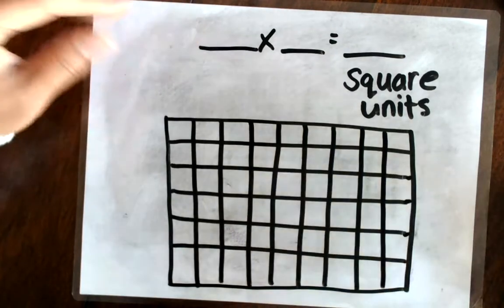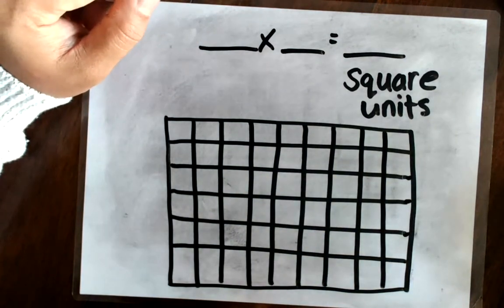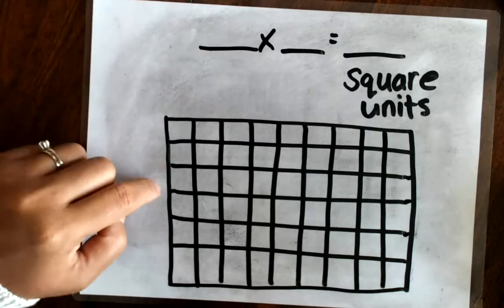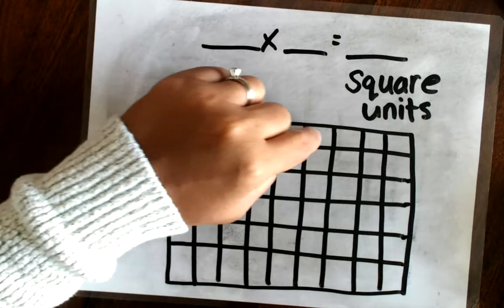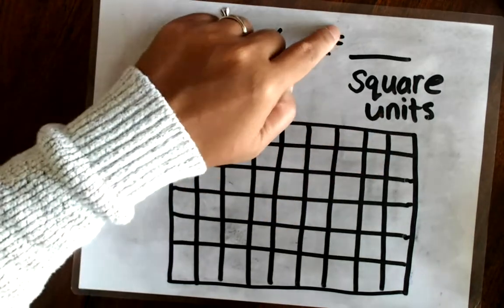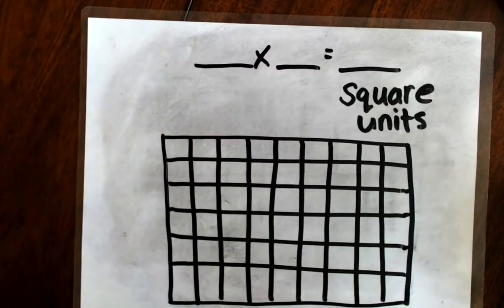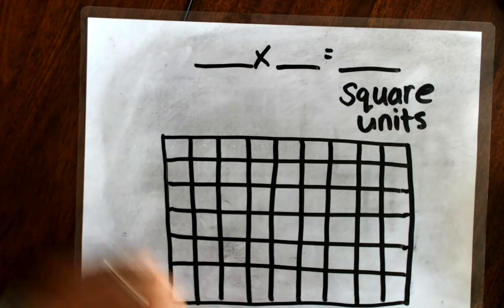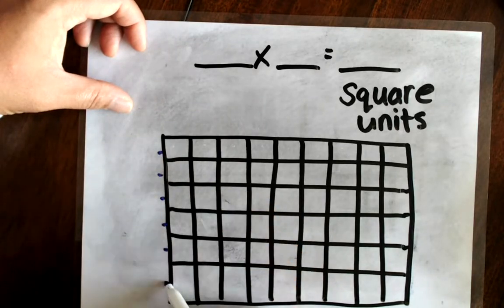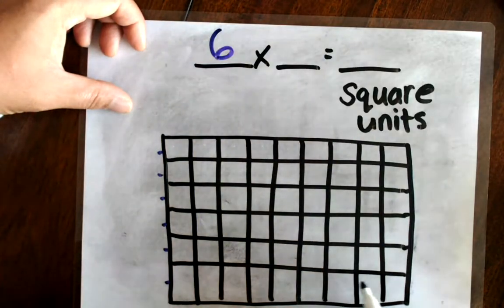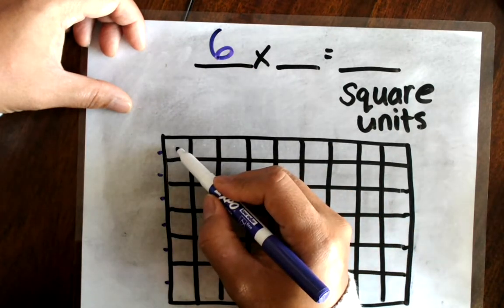Okay, remember, the easier way to solve is to just count how many rows, write it here, count how many square units are in one of those rows and put that number here. Take a moment to solve. So boys and girls, I counted 1, 2, 3, 4, 5, 6 rows. So it's going to be 6 times how many square units in a row?